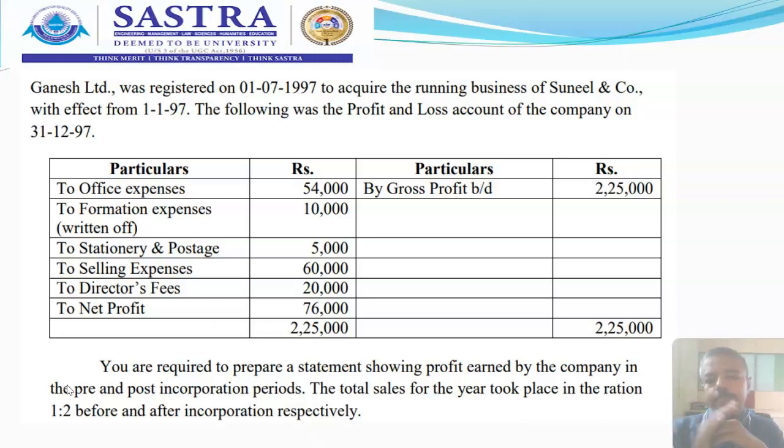And then from 1st July, if you count the months till the end of this accounting period, it comes July, August, September, October, November and December. So totally 6 months. So the post-incorporation period is also 6 months. Now the pre-incorporation period becomes 6 months and the post-incorporation period becomes 6 months. So 6:6, that's the simple ratio.